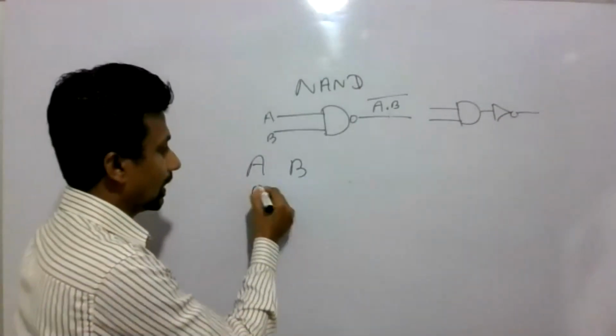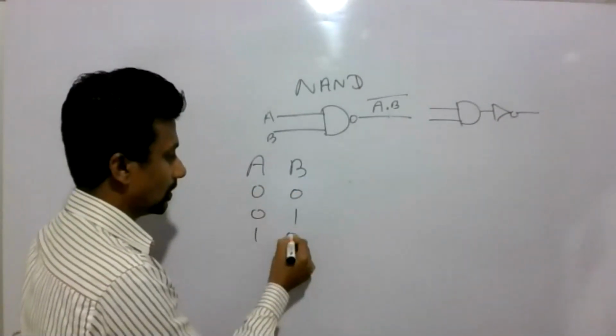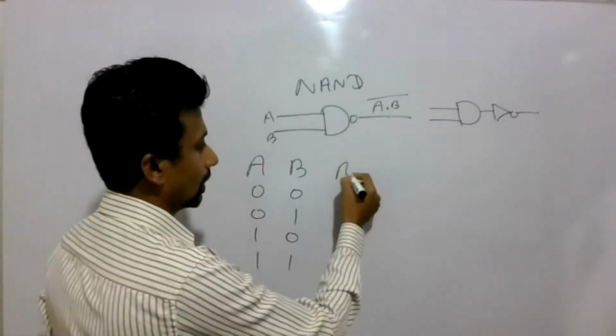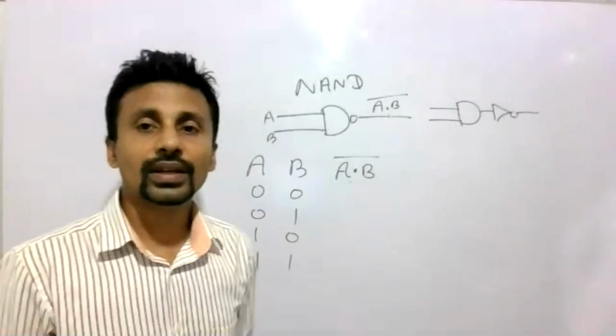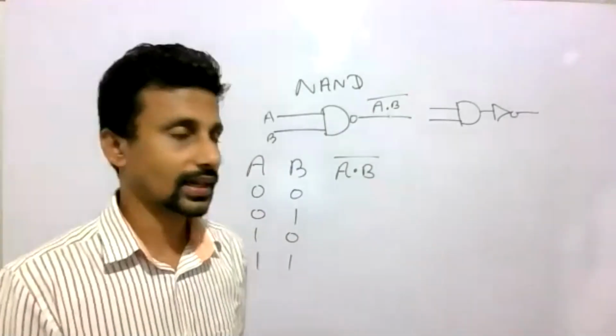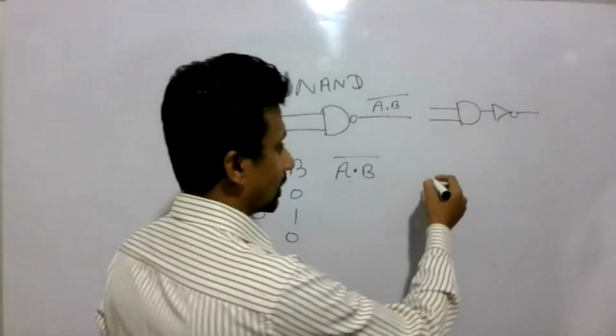So if you get AB as 0 0, 0 1, 1 0, 1 1, your output will be the other side of the AND gate. Other side of the AND gate. I will draw the circuit, then you can understand better.